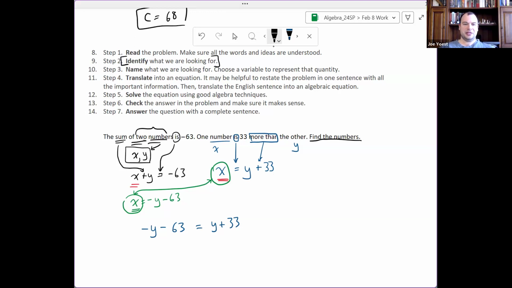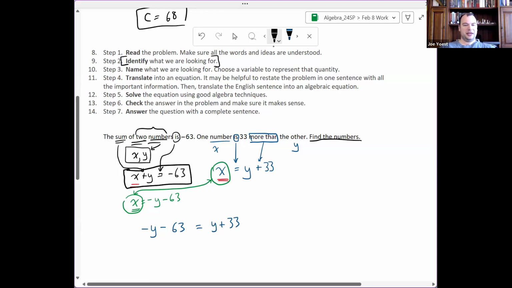And similar to last time, we have two different statements. The sum of two numbers is negative 63. The sum, meaning add them together, X plus Y, equals negative 63. So this is my first equation that I have. My second statement, one number is 33 more than the other.